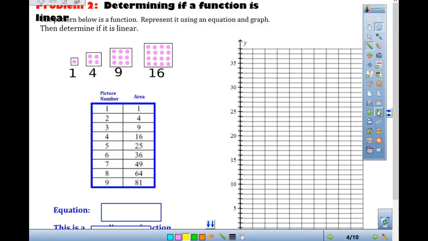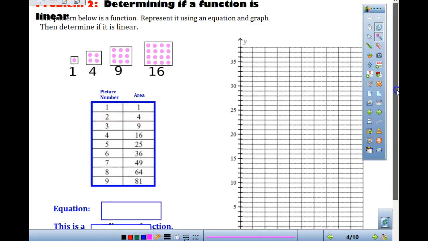So, you know, sometimes when you take those tests and they say, oh, here's a pattern. It tells us it is a function, right? So we know it's a function. We're just trying to determine, is it linear or not linear? So when we take a look at this first one, one square gives us an area of 1.